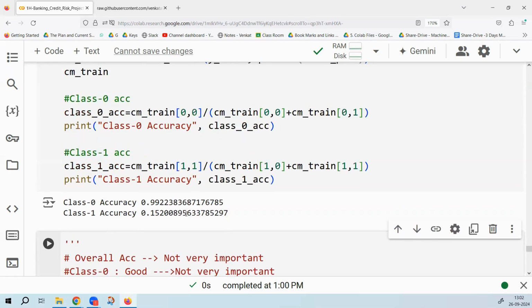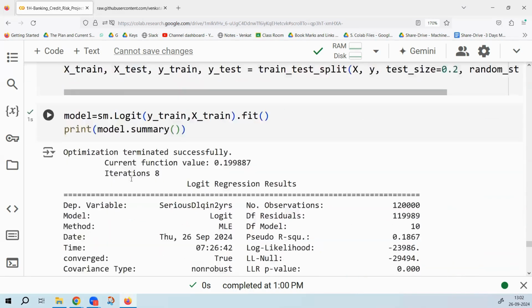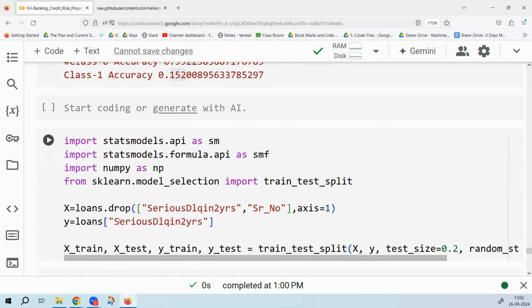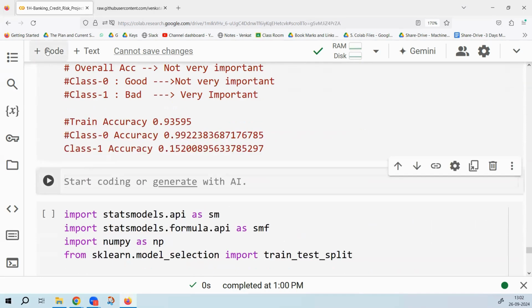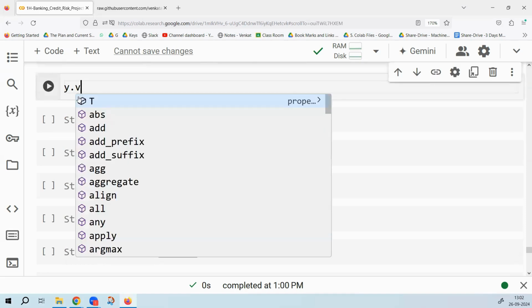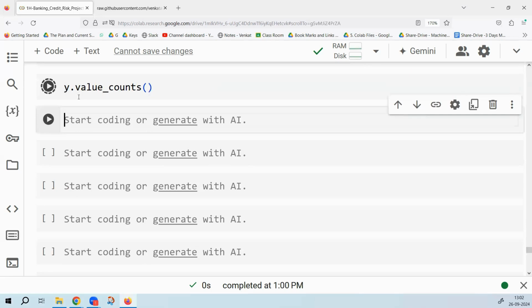The reason for that is there are too few such customers. If you look at the serious delinquency in last 2 years, the target variable y, the reason why the model is not able to give good accuracy in that class can be seen if you try to see y value underscore counts. Let me look at the length later on. First, let me see the value underscore counts.